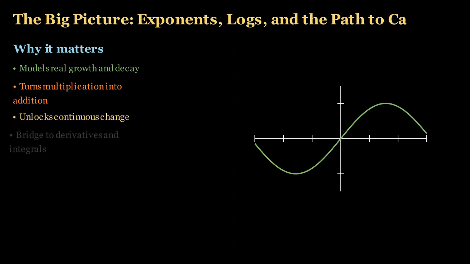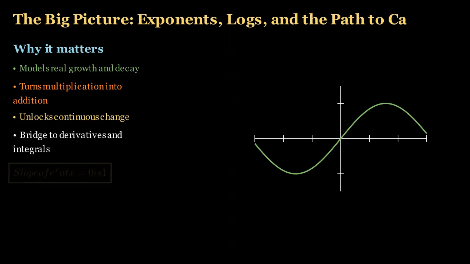They also have a magical property: they turn multiplication into addition, which makes hard problems easy. And here's the big preview for calculus: the slope of e to the x is itself, and the area under the curve 1 over x is the natural log. These functions are the bridge from simple algebra to the powerful ideas of derivatives and integrals that we're about to explore. Let's build this from what we already know.